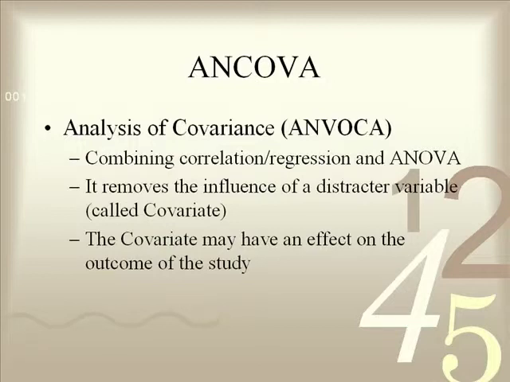What this does is remove the influence of a distractor variable, which is called a covariate. A distractor variable is something whose influence or effect you're trying to remove. You identify a variable that's going to cause some kind of effect on your dependent variable, so you can actually mathematically remove that influence on that particular variable.